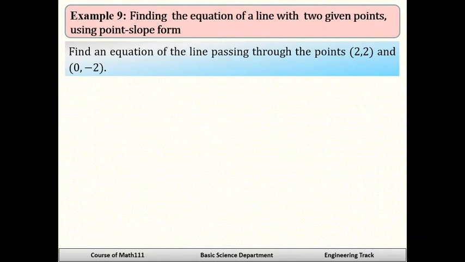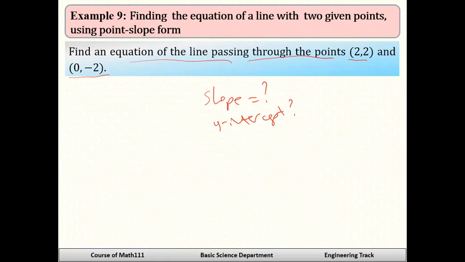Let's look at this example. It says find the equation of a line with 2 given points using point slope form. So this is another type of example. It says find an equation of the line passing through the points 2, 2 and 0, minus 2. So it doesn't give you the slope, and it doesn't give you the y-intercept for sure. Not given.